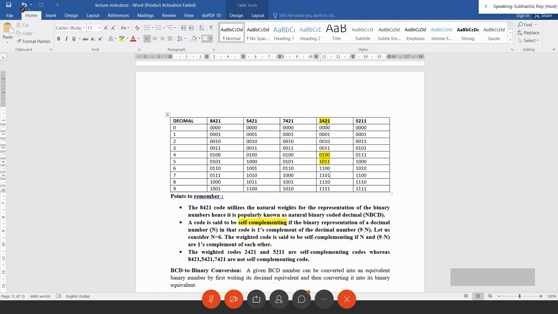It is complementing itself to get the nines complement. We already know what the nines complement is. In the nines complement method, the complement of 1 is 8, the complement of 0 is 9, meaning in the nines complement method, the complement of a number is 9 minus that number.